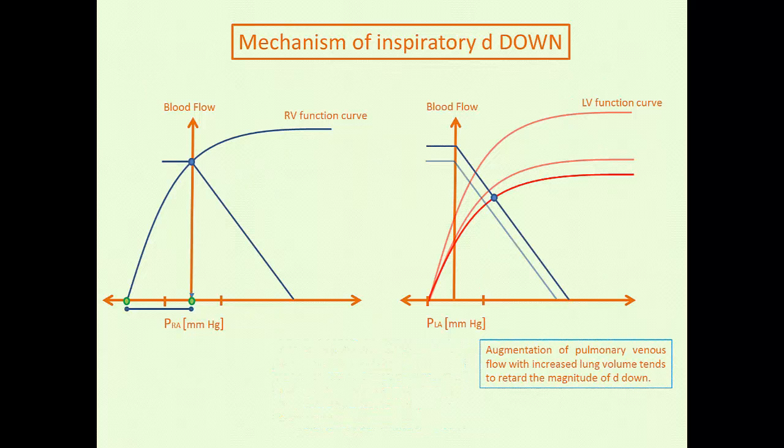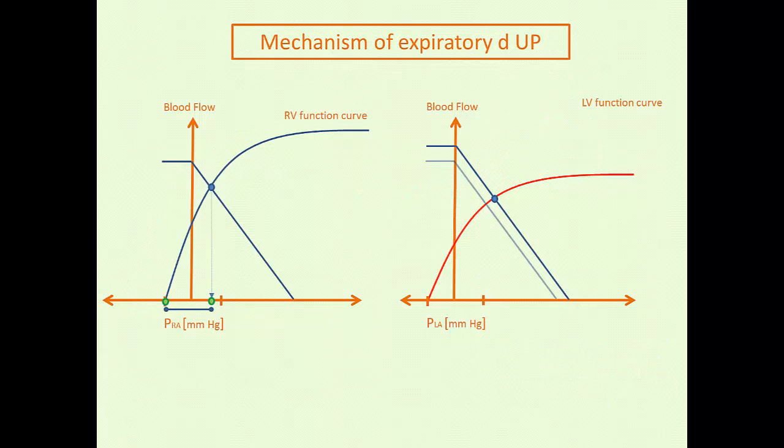There's an augmentation of pulmonary venous flow with increasing lung volume that occurs. So that tends to retard the magnitude of D down. So again, your operating point was here, and then during inspiration, because of an impaired LV compliance and an increased left ventricular afterload, coupled with an increase in your pulmonary venous return as a function of your fraction of West Zone 3 physiology, your D down is as such. Well, what about the mechanism of the expiratory D up?